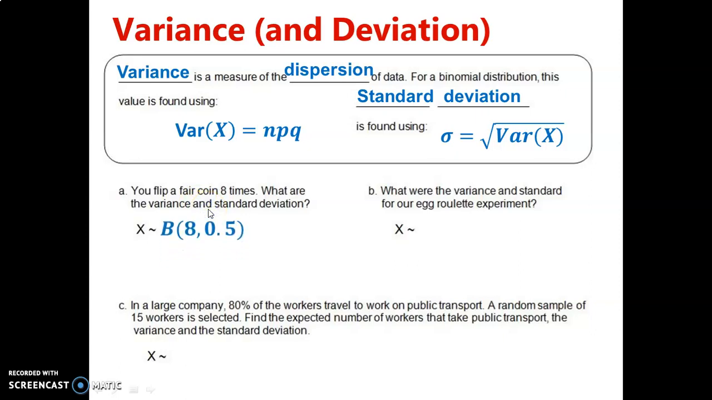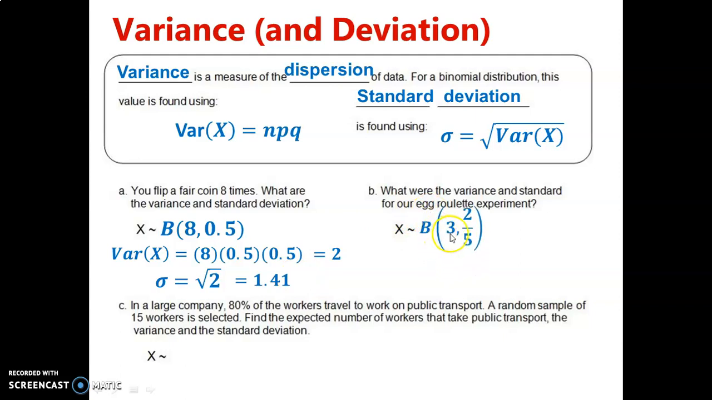With this coin flip again, we knew that's the binomial distribution as we had earlier. The variance can be found by multiplying these. So 8 trials, 0.5 for heads, 0.5 for not heads, or tails in other words. Multiply those. Variance is 2. And then standard deviation is the square root of 2, which is 1.41. So in other words, on average, we expect the number of heads we get to vary from the mean, which was 4, by 1.41. Okay, try B.